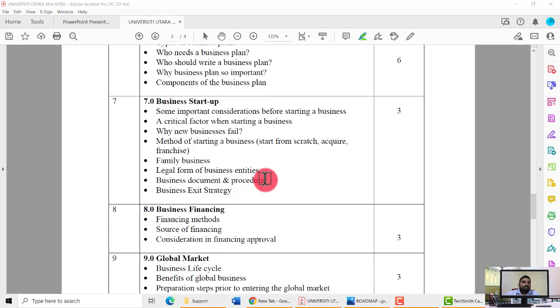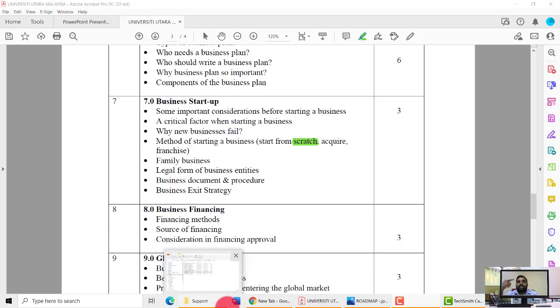Okay, the seventh topic is business startup. When you want to start a business, you have a lot of choices: whether you start your business from scratch, acquire or franchise. Basically you can start your business by using 3 methods, as I mentioned earlier: scratch, acquire or franchise. This means you can start your own business, or you can buy out from others, or you can do the franchise business, or else you can do licensing methods and so on. And you will learn about the legal forms of business entities, business documents and procedures, and business exit strategies. You will learn all of this in this topic.